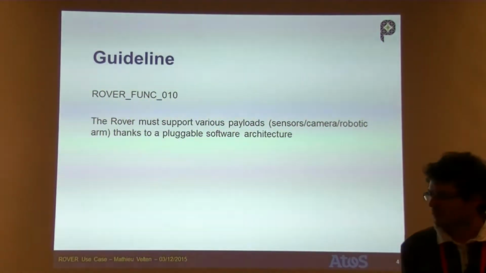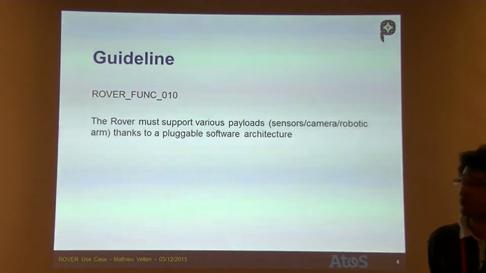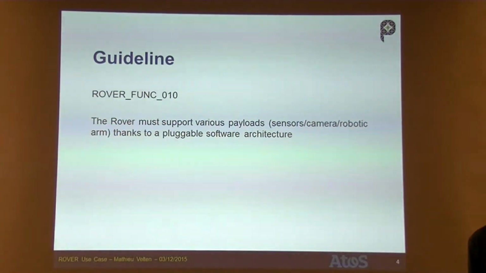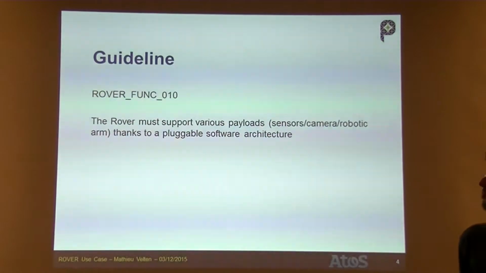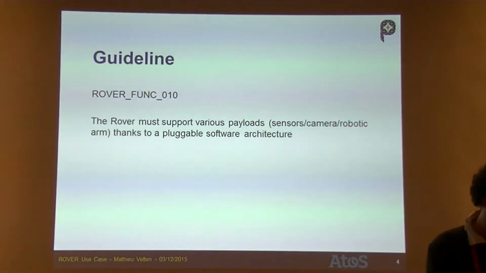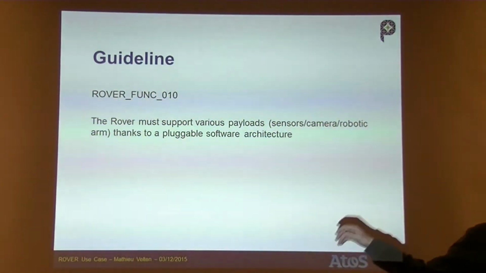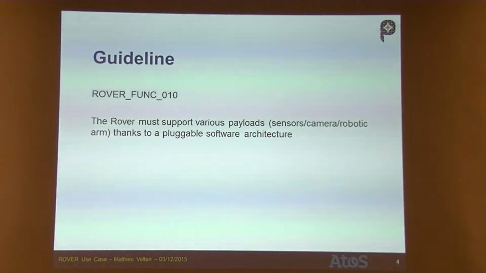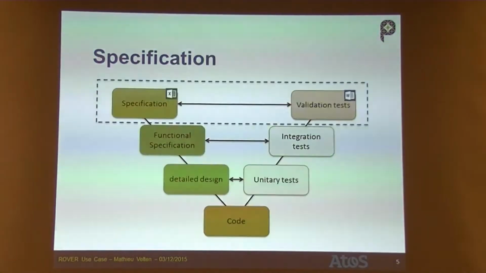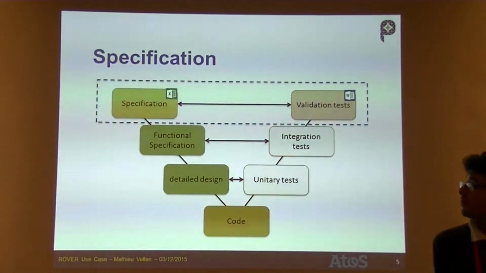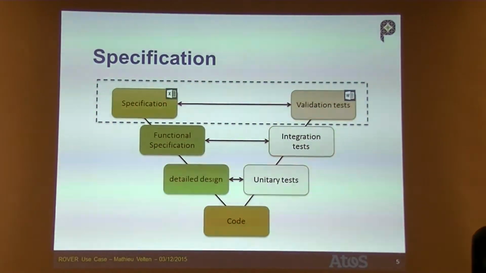So the rover, so it can travel around and so on, needs to have some sensor and actor plugs. To handle that, we need a pluggable architecture, either hardware or software. Here we will talk more about the software part. So first, specification and validation tests.